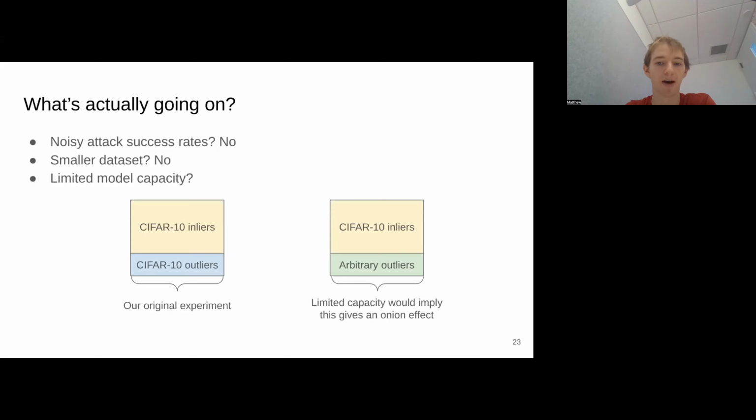You would have an onion effect where removing these outliers gives you better membership inference, and adding them gives you worse membership inference on the inliers. And it turns out that this also isn't the case. The model is perfectly happy to memorize the CIFAR-10 inliers and the arbitrary outliers both. So there's more memorization going on on the right, and it's not a limited model capacity effect.